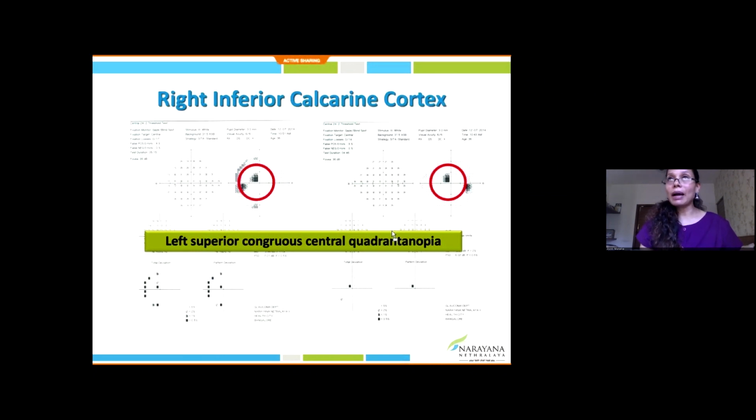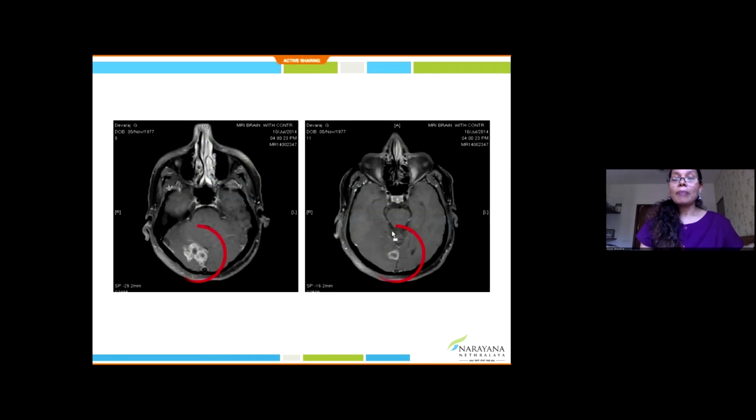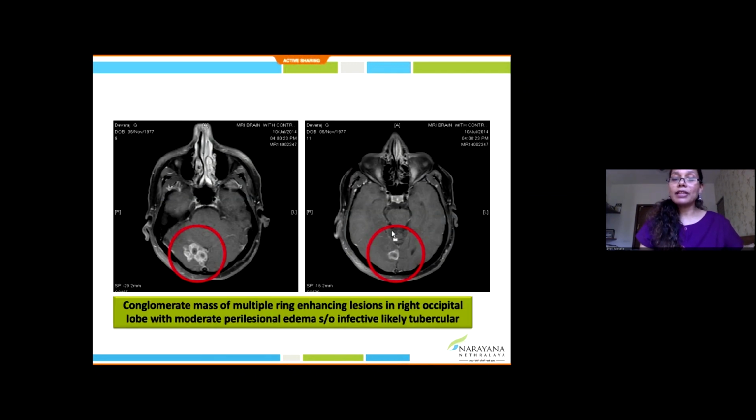So keeping that in mind, we advised an MRI scan, and what we notice here are multiple enhancing lesions, which are ring-like, in the right occipital lobe with perilesional edema, and this patient was already on treatment for TB, so it was more like a tubercular cause. This is basically a cyst and was diagnosed as CNS TB.